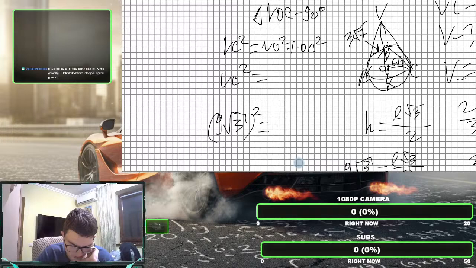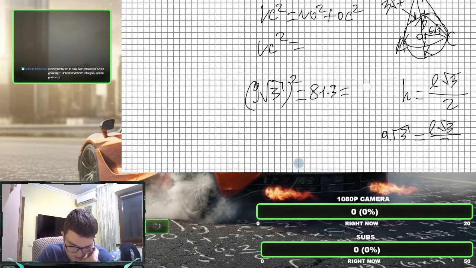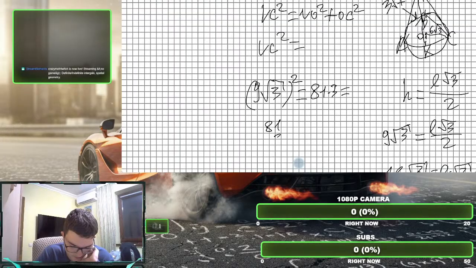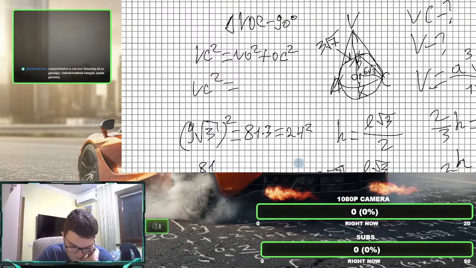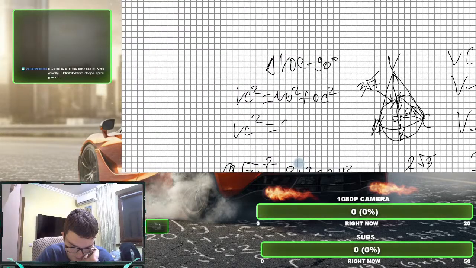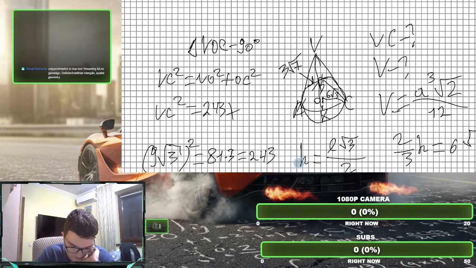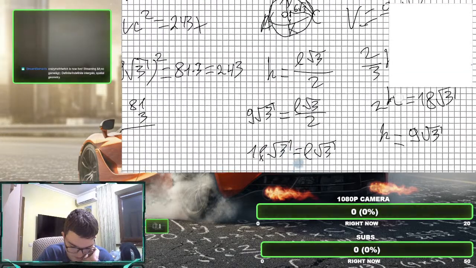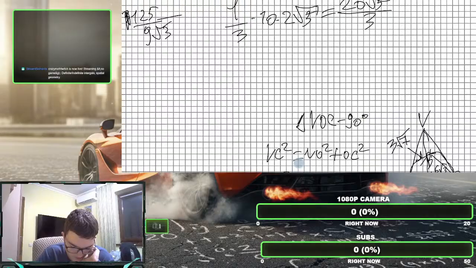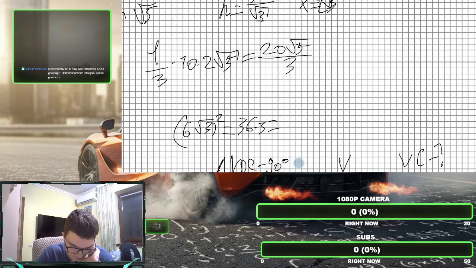It's essentially going to be 81 times 3. So 81 times 3 here, it's actually 243. So 243 plus OC at second power, essentially 6 square root of 3 at the second power. I'm gonna do it here. Now it's 36 times 3, which is, of course, 108.